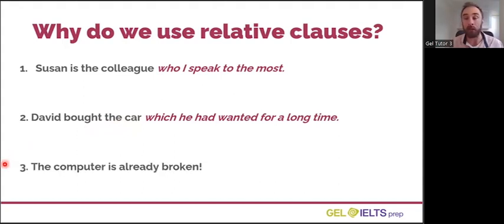The computer is already broken. And here's the relative clause. So does it go after the computer? Does it go after is? Or does it go after broken? Look at the next question below this video and choose the correct option.